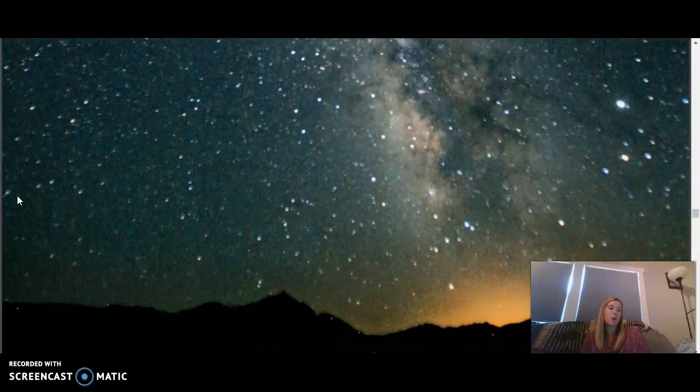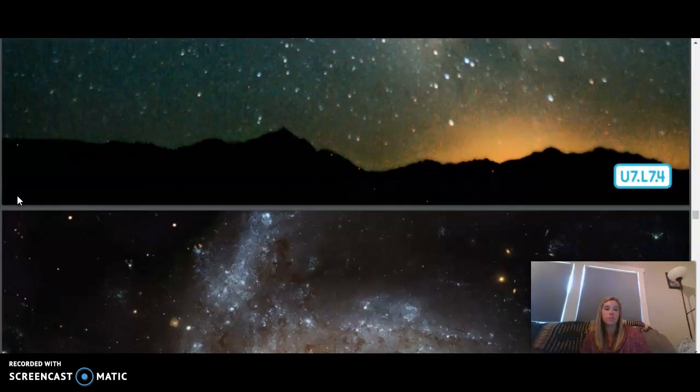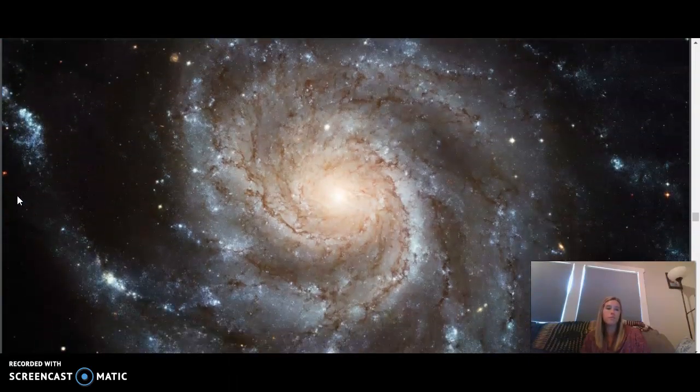The ancient Greeks called this band of stars the Milky Circle, and the ancient Romans called it the Milky Road. But guess what? When you stand outside of the Milky Way and look at it, it looks like a spiral. This is a view of a spiral galaxy like the Milky Way looking down on it.